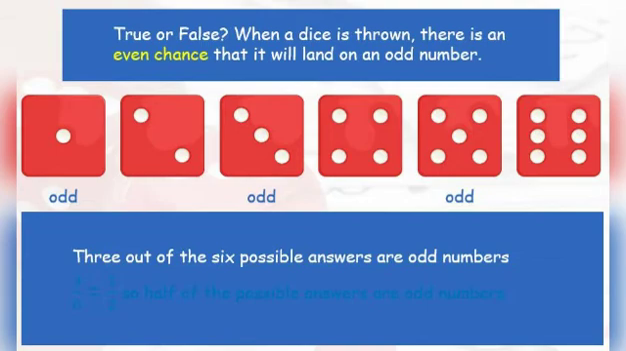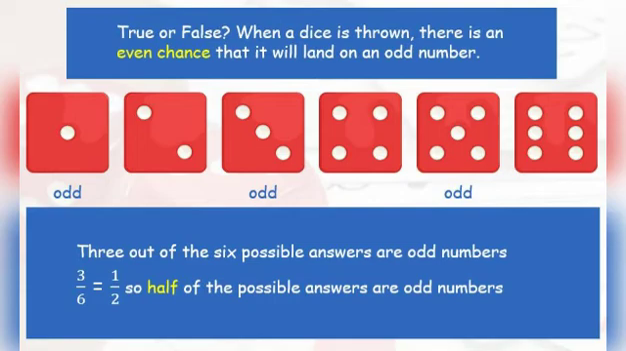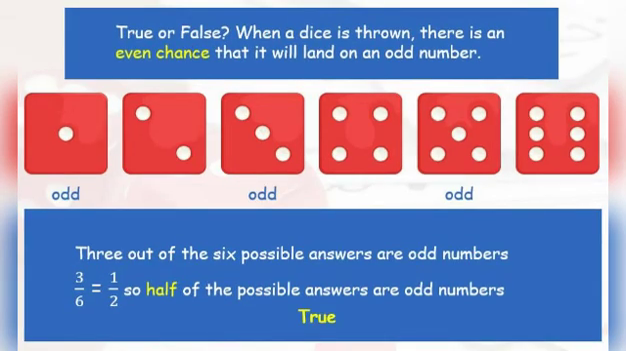If I take that 3 out of 6, well, I could write it as a fraction. And of course, I know that if I write 3/6, I could simplify that fraction and divide both the numerator and the denominator by 3. 3/6 is equivalent to 1/2. So I could also say that half of the possible answers are odd numbers. And if half of the possible answers are odd numbers, well, that tells me that yes, I do have an even chance of landing on an odd number. Another way of saying an even chance is to say a half chance or even a 50-50 chance.